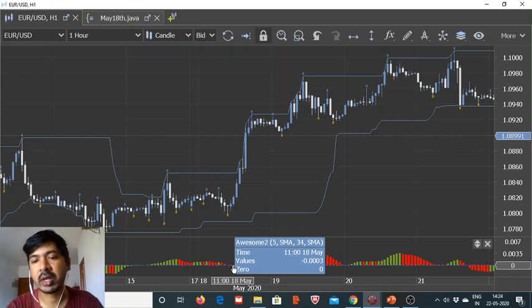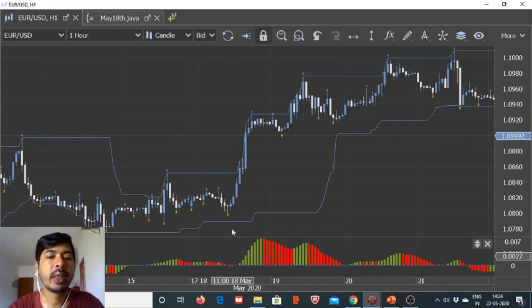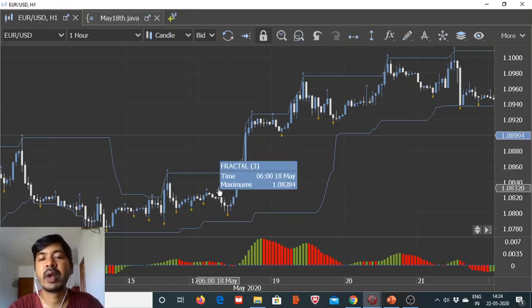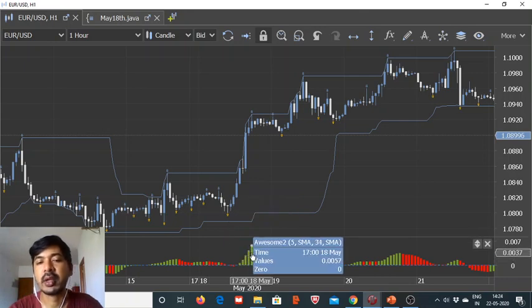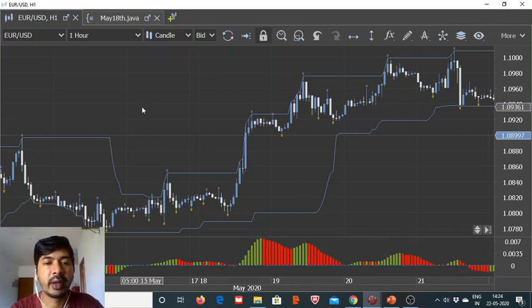Here we have this negative value of minus 0.0003, and then this fractal, the bullish fractal, is also there. It has been formed, but we want these min-max conditions to be fulfilled, and these awesome oscillator values should be rising for a buy trade, and it should be falling for a sell trade.